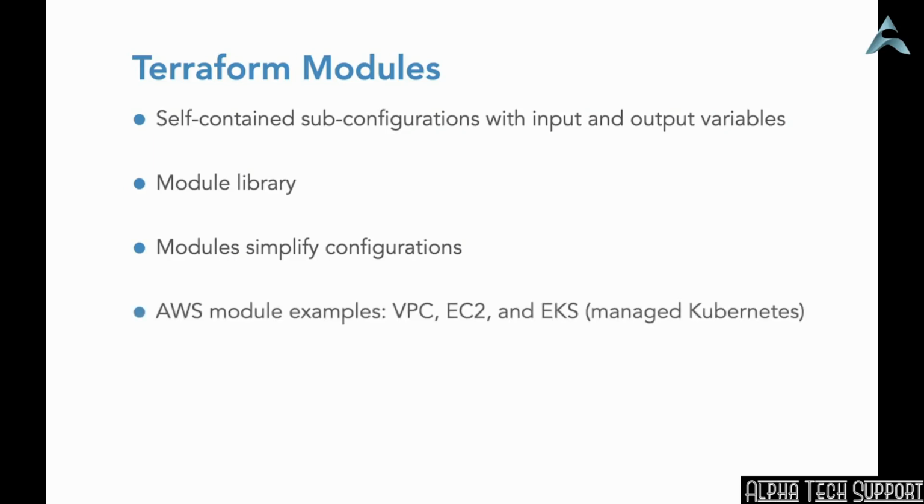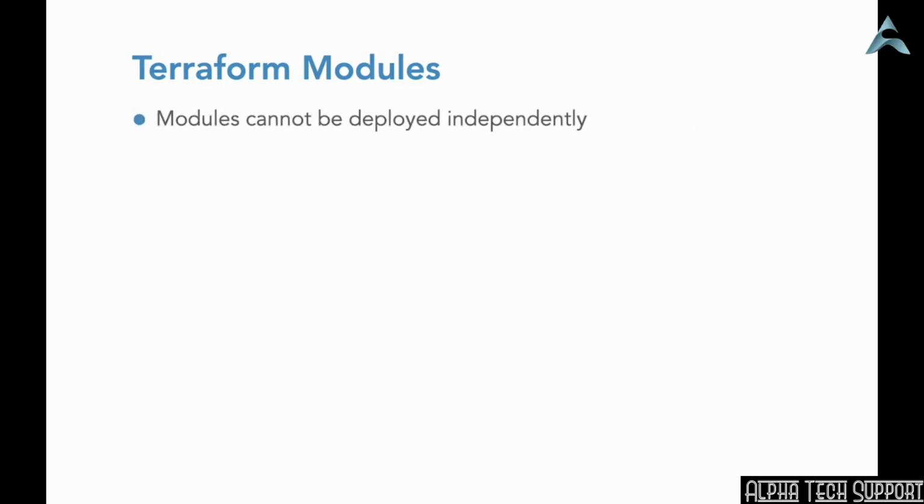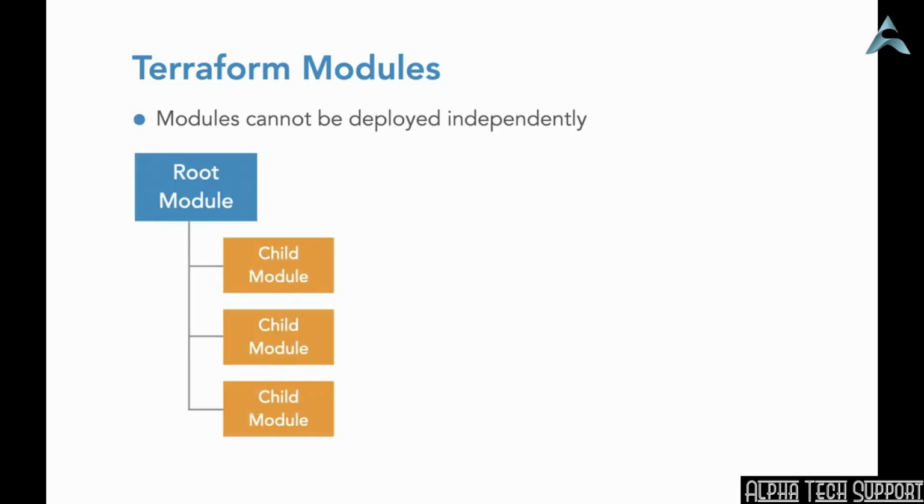AWS modules are available for VPCs, EC2 instances, and EKS, which is managed Kubernetes, and many more. Terraform modules cannot be deployed by themselves. They have to be declared in a root module. All configurations have a root module. The root module contains the resources declared in the .tf files of a configuration. External modules that are declared in the root module are called child modules.